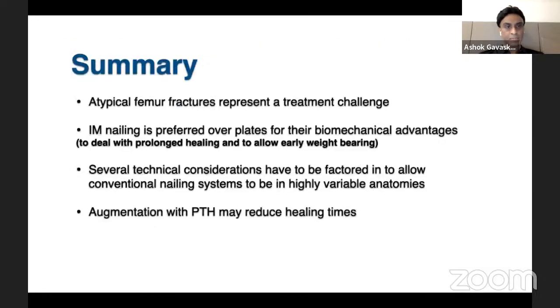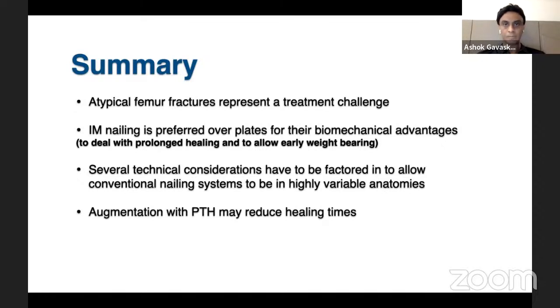So in summary, atypical femoral fractures represent a surgical treatment challenge. Intramedullary nailing is the preferred treatment over plates because of the biomechanical advantages, to deal with prolonged healing, and to allow early weight bearing. Several technical considerations that I highlighted have to be factored in to allow conventional nailing systems to be used in highly variable anatomies. And augmentation with teriparatide has been shown to reduce healing times after these fractures.